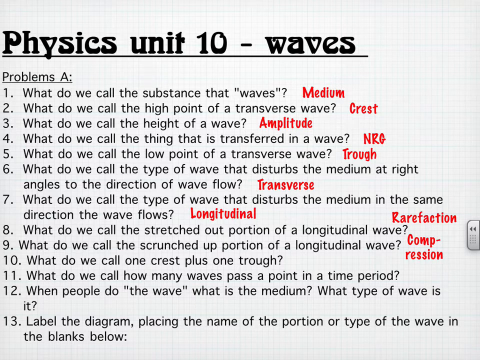Rarefaction. One crest plus one trough equals one wavelength. What do we call how many waves pass a point in a time period? Frequency. When people do the wave, what is the medium? The people.